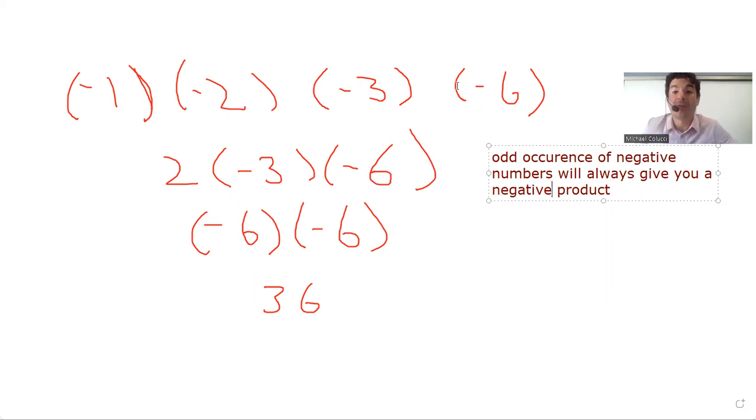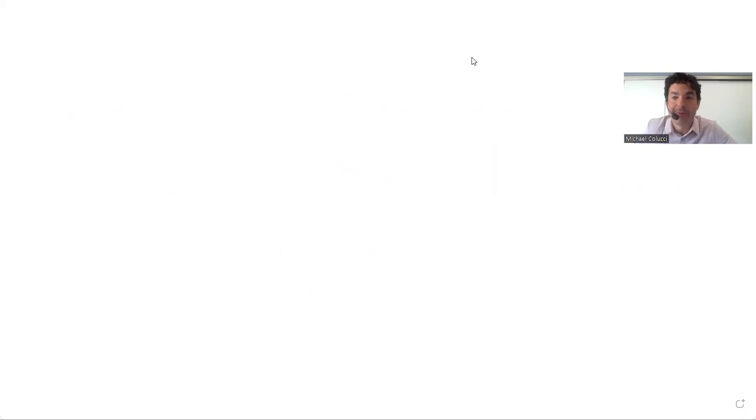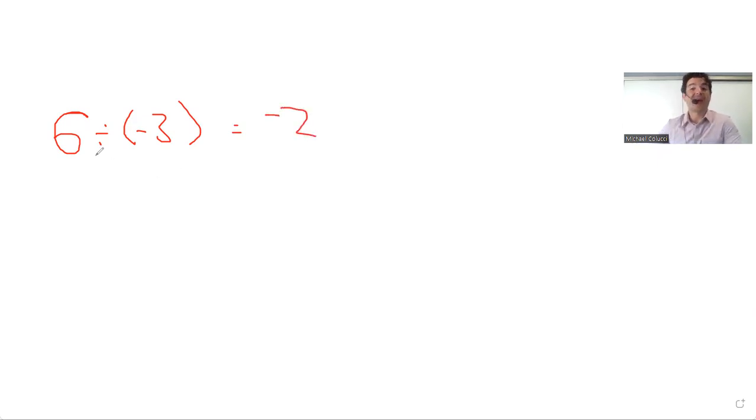Okay, division works exactly the same way. So don't freak out with division. Really quick, let's say 6 divided by -3. We have one positive, one negative. That's going to give me a negative quotient, -2. What's important to know about algebra is we start to phase out this division sign a little bit, and we go to the fraction sign instead. 6 divided by -3 is -2.